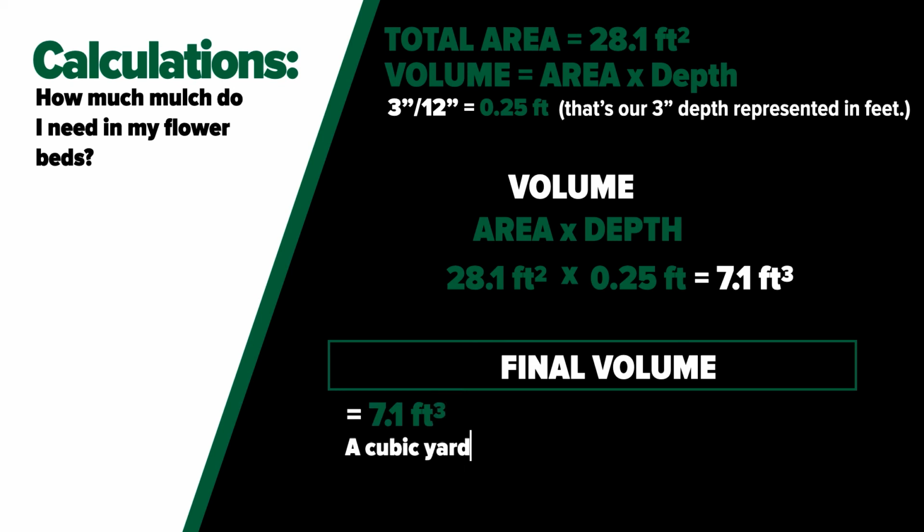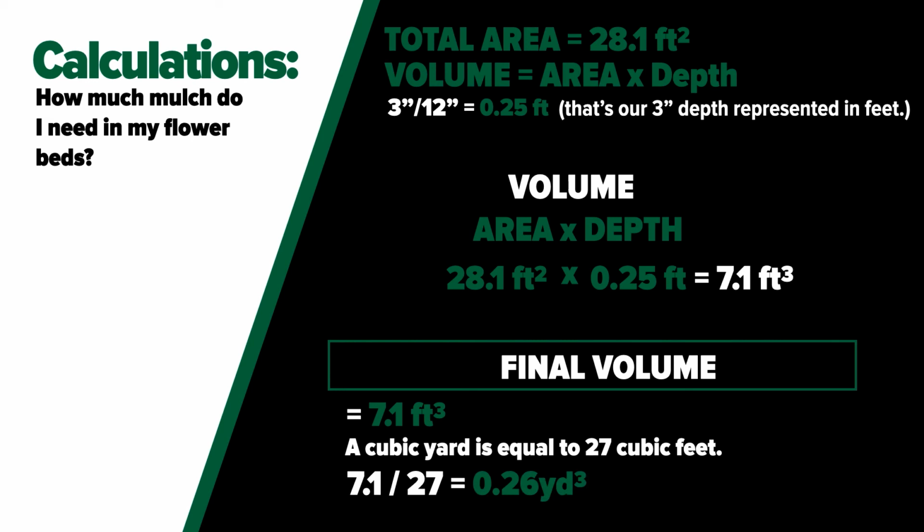Keeping in mind that a cubic yard is equal to 27 cubic feet, we can take 7.1 and divide it by 27, and we come up with a total of 0.26 cubic yards. And cubic yards is typically the unit by which you would order mulch. Now, because of the numbers we used, that's not a lot of mulch, and you probably won't order it by the cubic yard. Rather, you'd probably go pick up a few bags of mulch at the local hardware store.